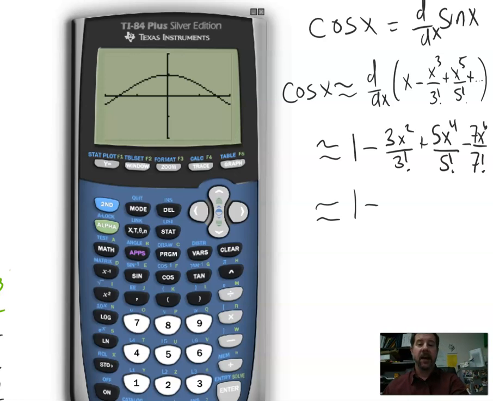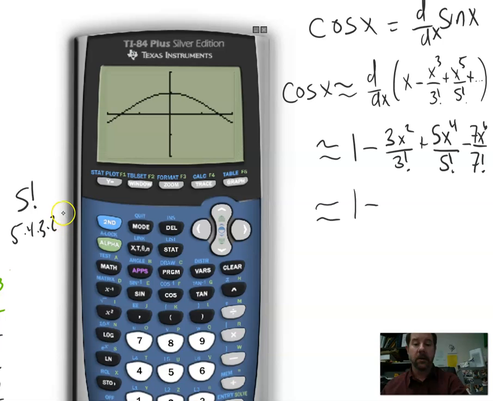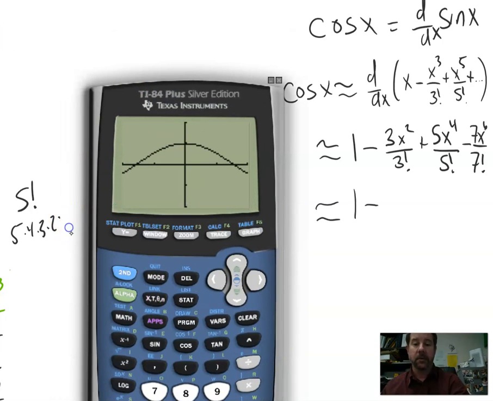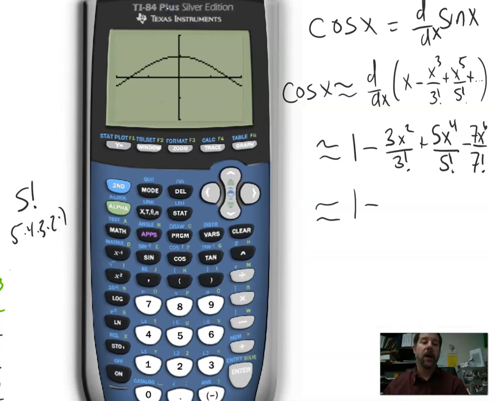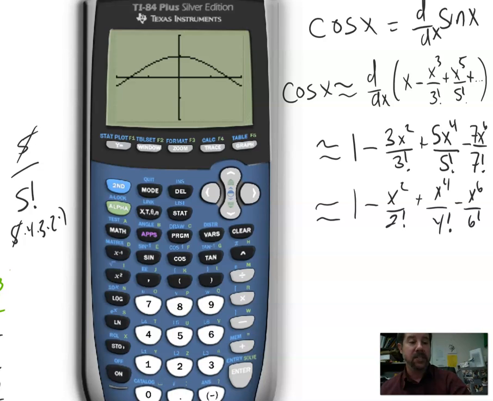Maybe a side note real fast. Factorials, we should be aware of those things. 5 factorial means 5 times 4 times 3 times 2 times 1. Or 7 factorial is 7 times 6 times 5 times 4 times 3 times 2 times 1. You just start at that number and you multiply by everything down below it. So if I've got 5 over 5 factorial, the 5s would kill each other off and just leave me with 4 factorial. Or if I have 3 over 3 factorial, that would give me x squared over 2 factorial. Plus now this would be x to the 4th over 4 factorial minus x to the 6th over 6 factorial.